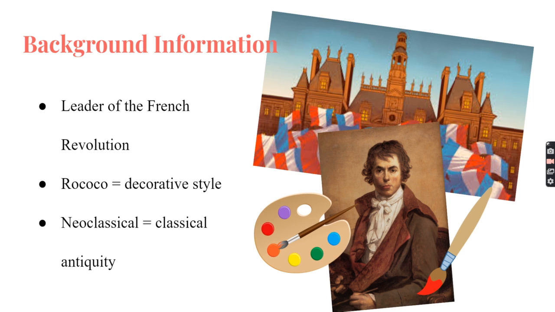The French Revolution was a period of radical political and societal change in France, starting from 1789 to 1799. Jacques-Louis David was a leader of the French Revolution, where he was a prominent member of the radical Jacobin Party. He organized many propaganda festivals and artworks for France's new republic.